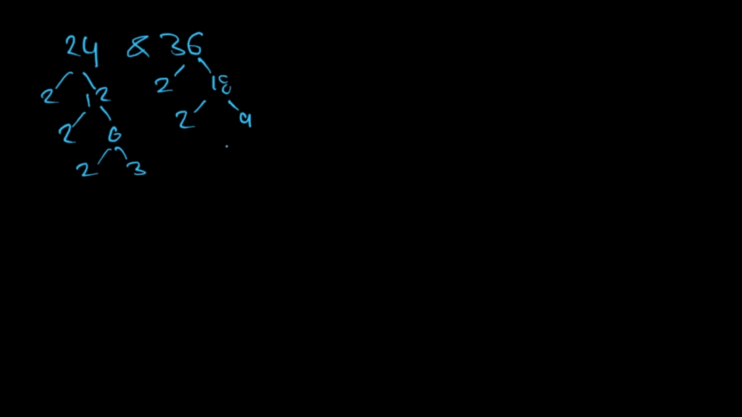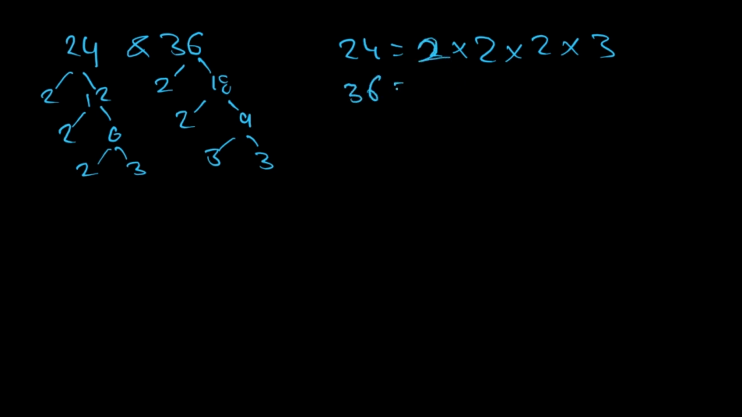So 24 and 36. Find the lowest common multiple by prime factorization. So first of all, break it down, 2 and 12, and then 2 and 6, and then 2 and 3. And then for 36, 2 and 18, 2 and 9, and 3 and 3. So 24 would equal 2 times 2 times 2 times 3. Let me just write that down correctly. Okay, there we go. And then 36 would equal 2 times 2 times 3 times 3.